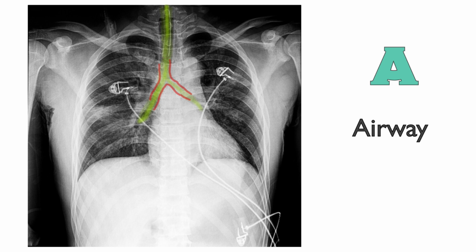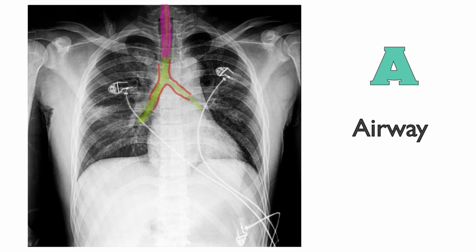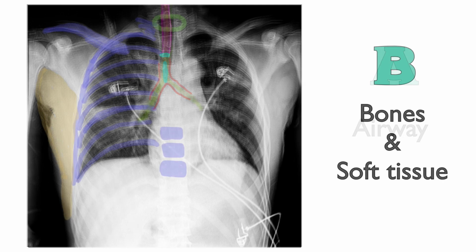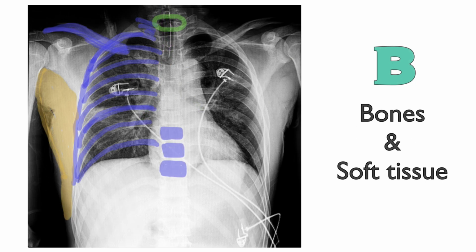This is usually located at T3 to 5. You want to see if there are any lines or tubes in the airway. Evaluate if the trachea is deviated. The endotracheal tube has been highlighted in pink. You need to check the placement of the endotracheal tube and make sure it's 2 to 3 centimeters above the carina. B is for bone and soft tissues.